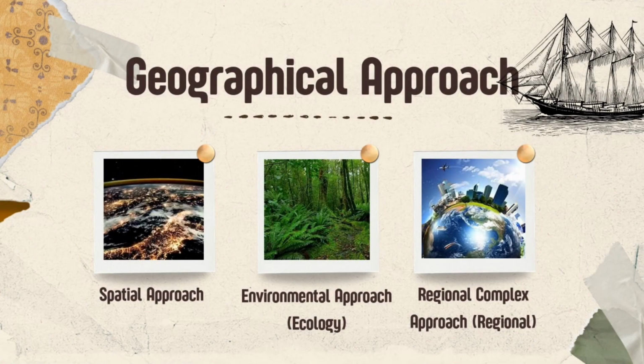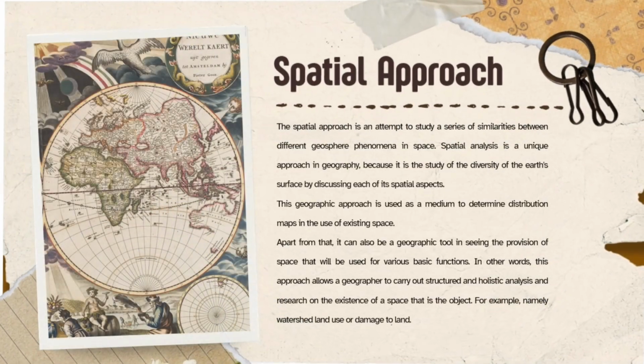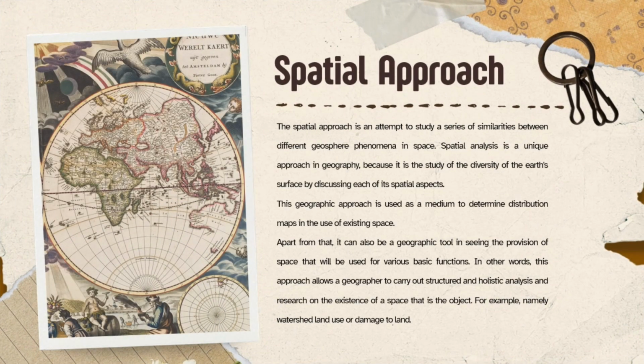The geography approach is divided into three, that is, spatial approach. The spatial approach is an attempt to study a series of similarities between different geosphere phenomena in space. Spatial analysis is a unique approach in geography because it is the study of the diversity of the Earth's surface by discussing each of its spatial aspects.